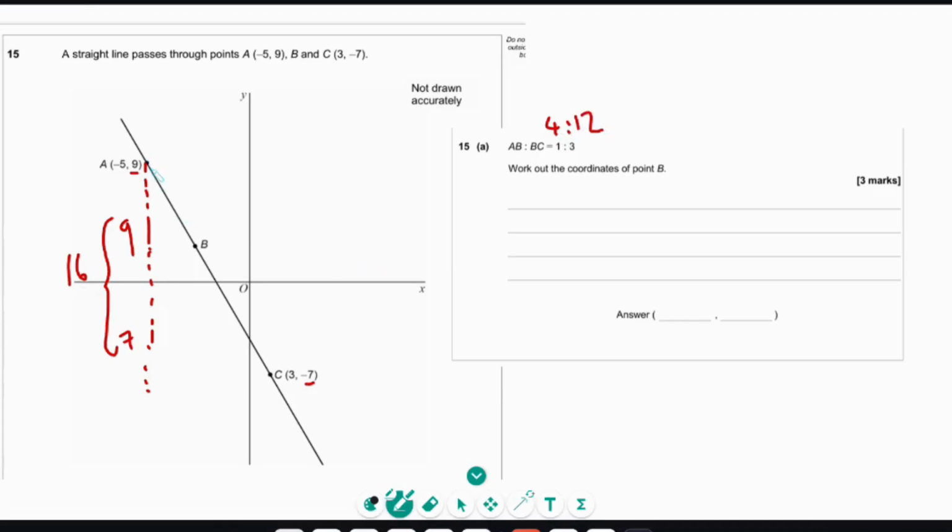So we know the distance from A to B is 4 and the distance from B to C is 12. The distance from A to B is 4, so the y coordinate for B is 4 down from the y coordinate for A. So 9 take away 4 is 5. So that's the y coordinate. We will do the x coordinate in a similar way. So the distance from B to C is 3 times the distance from A to B.